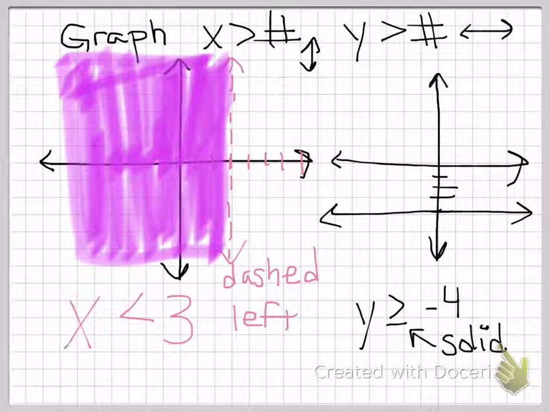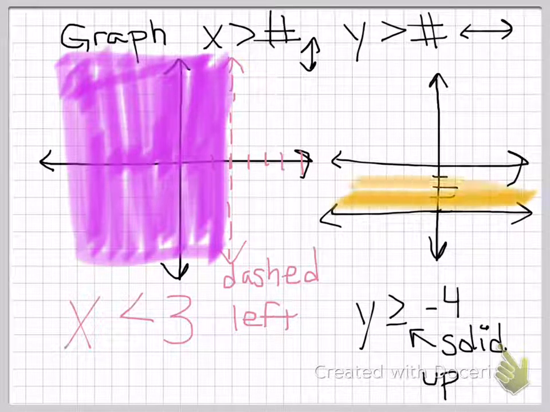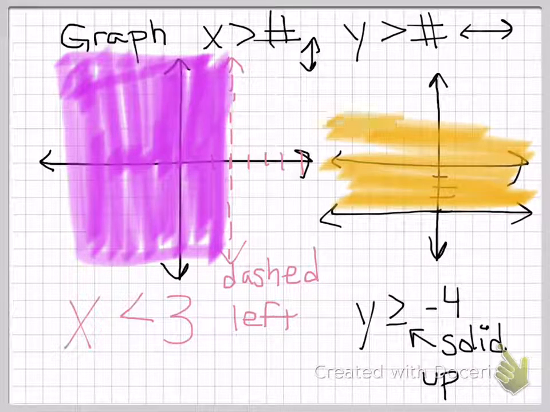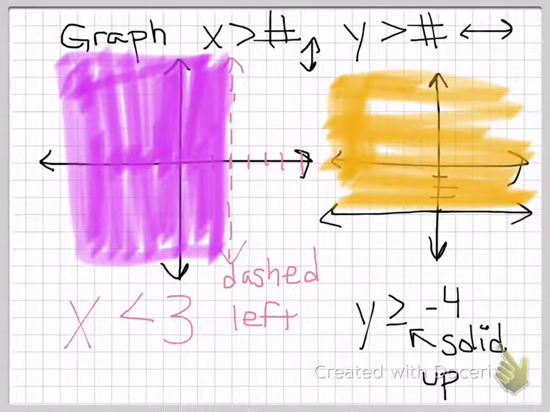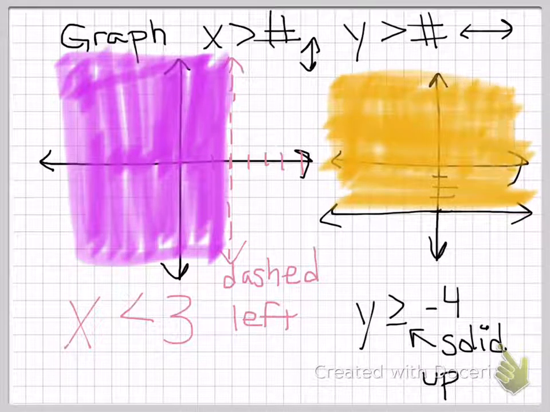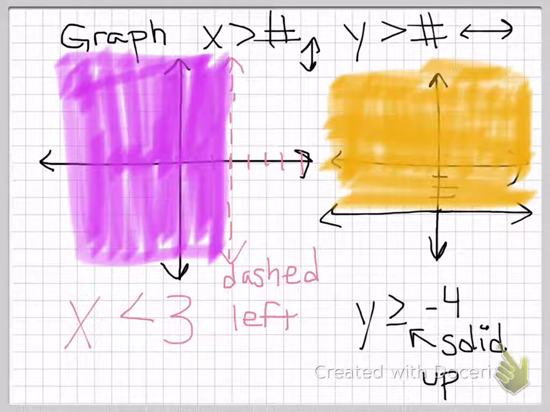And then shading, we have to decide which way we shade. It's greater than. So we're going to shade up or above the line that we just drew. So here, this is the y equals -4 line. I'm just going to shade everything above it because all of that is included in the inequality. And I'm going to do a couple more examples like that.